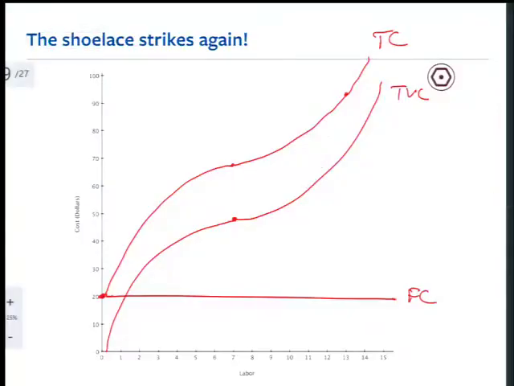Okay, fair enough. If average variable cost is the slope of the line connecting the origin to any point on the total variable cost curve, then average total cost is going to be the slope of the line connecting the origin to any point on the total cost curve.